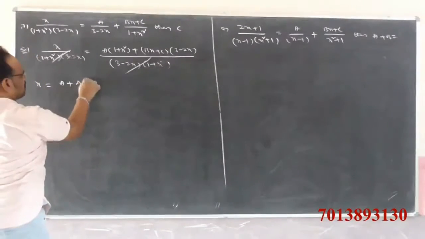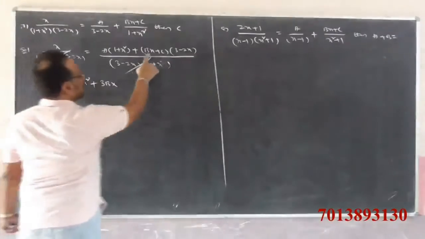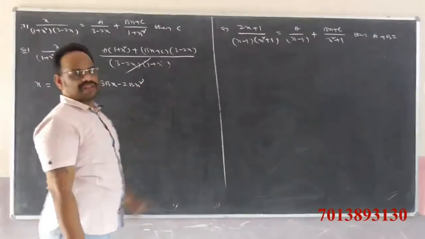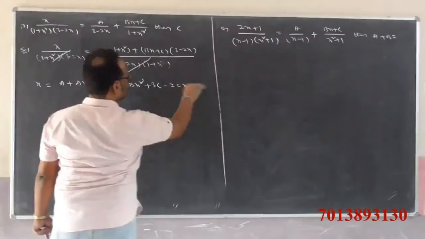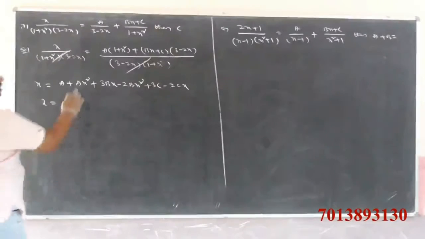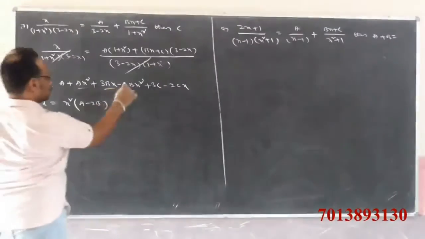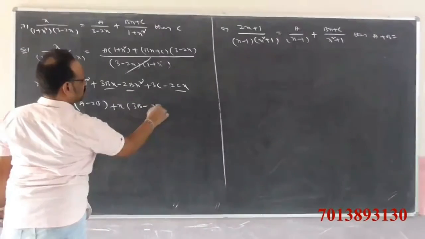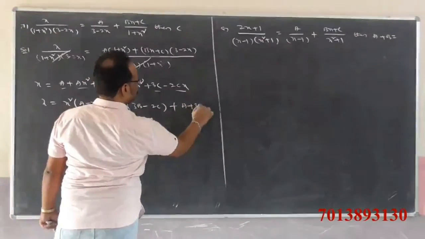a x square, plus bx into 3, that is 3bx. Bx into minus 2x, minus 2bx square. C into 3, we get plus 3c. C into minus 2x, minus 2cx. Observe here, if you take x square as common, we get a minus 2b; taking x as common, we get x into (3b minus 2c), plus the constant, a plus 3c. This is the constant.